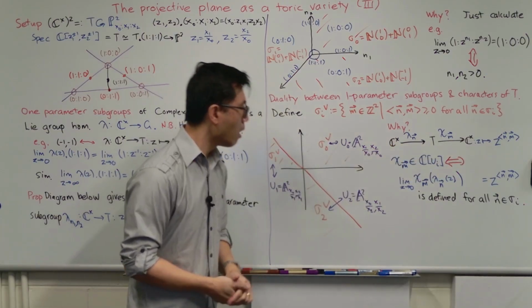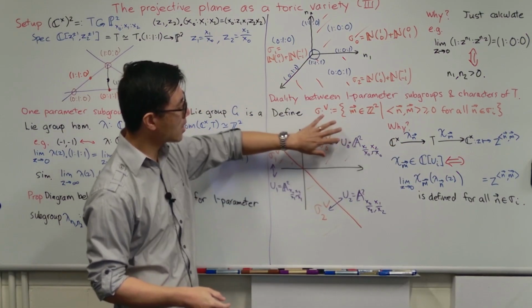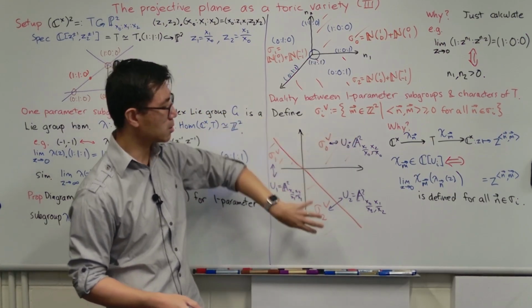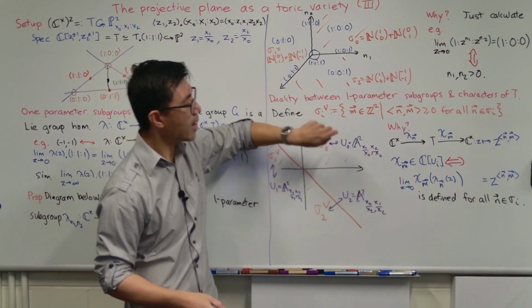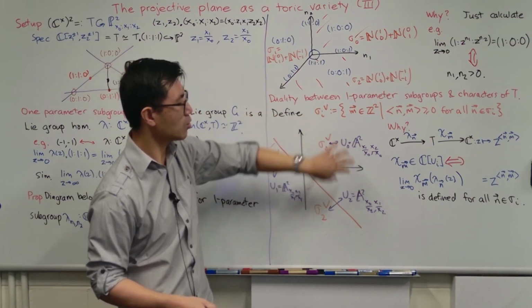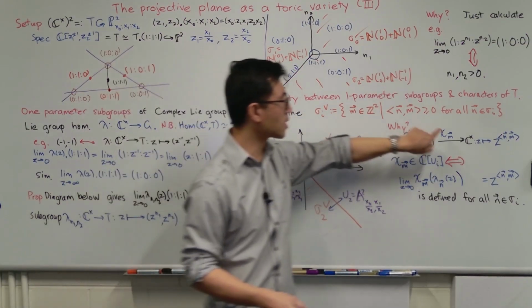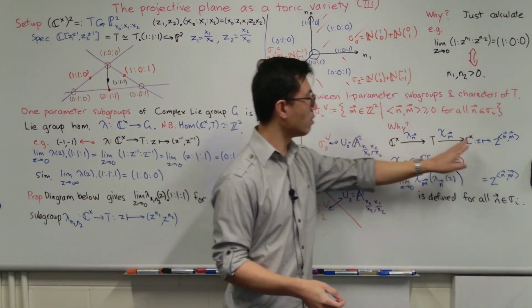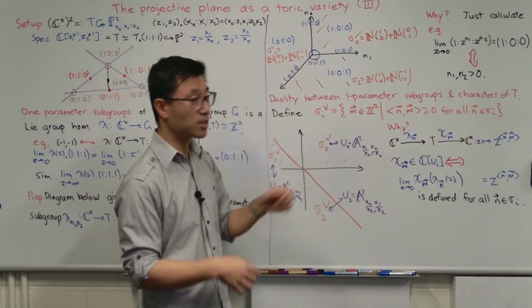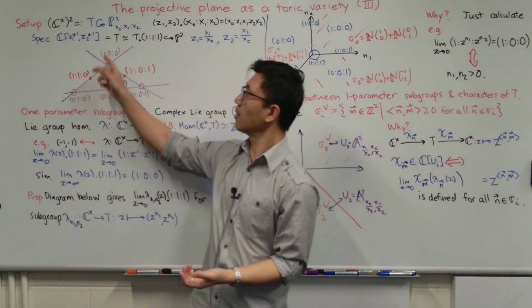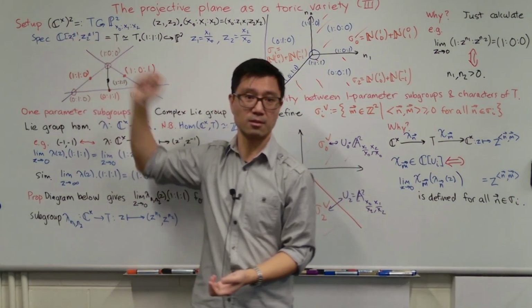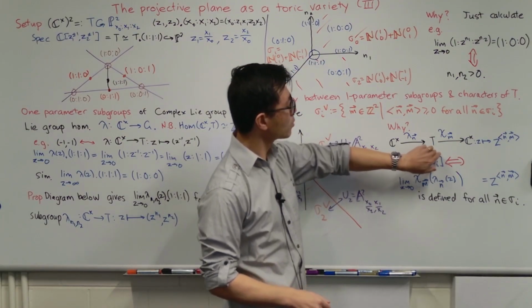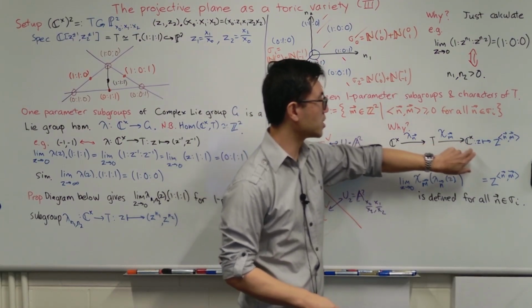So what's going on here? Inside this picture, remember, these are basically characters of the torus. Each of the lattice points here corresponds to a character of the torus, given by this chi m vector. Remember, the characters of the torus are functions on the torus. So there's a complex Lie group homomorphism from T to C cross.